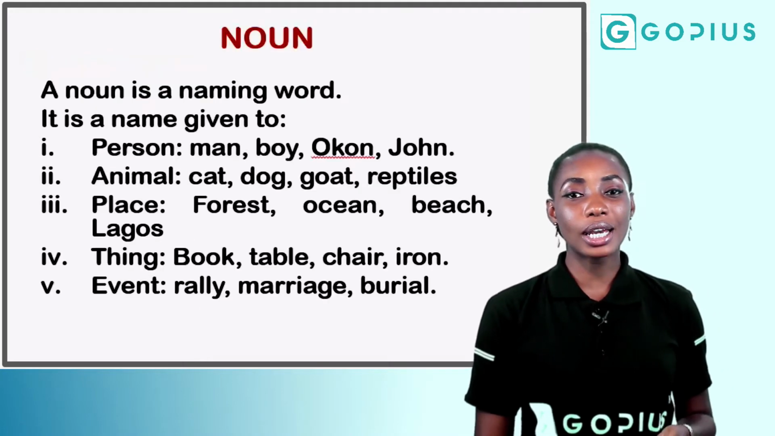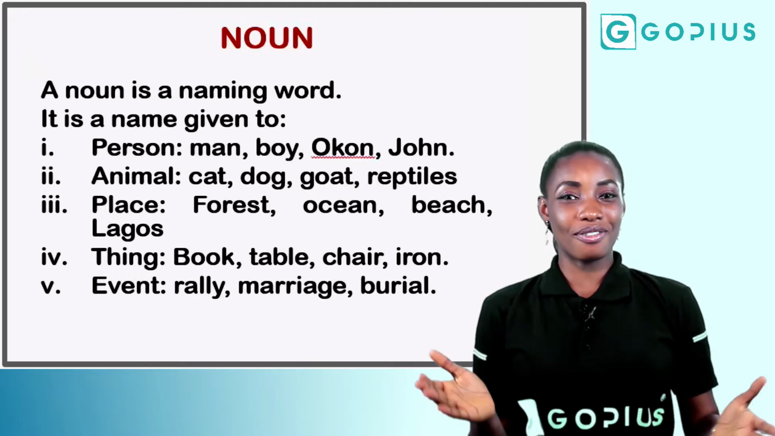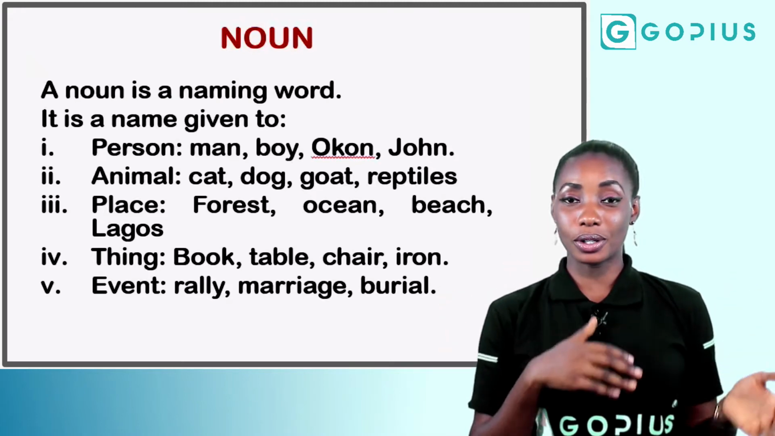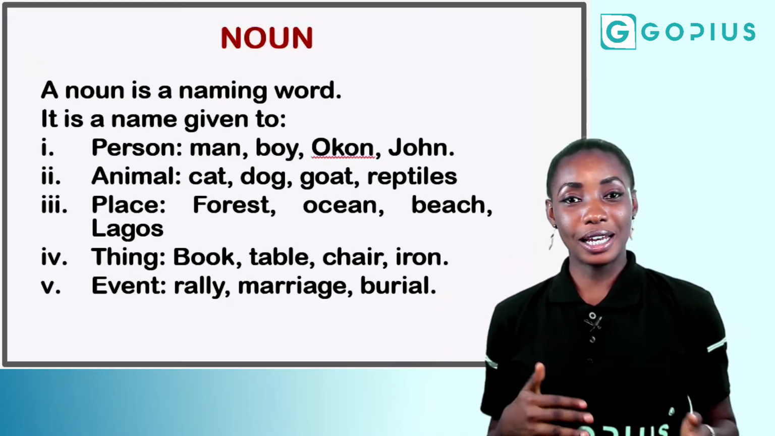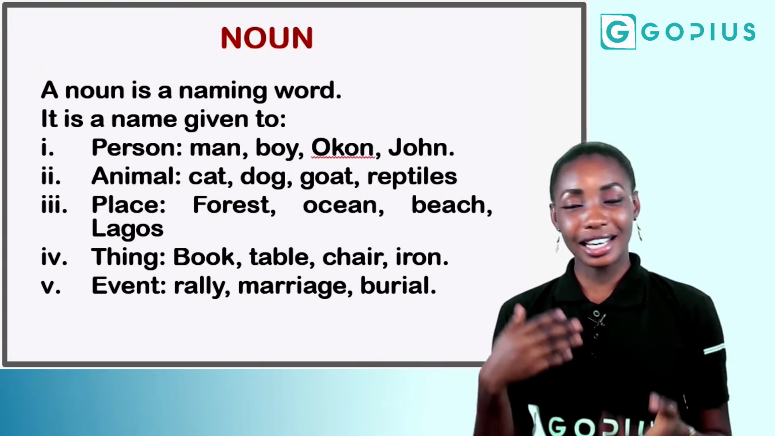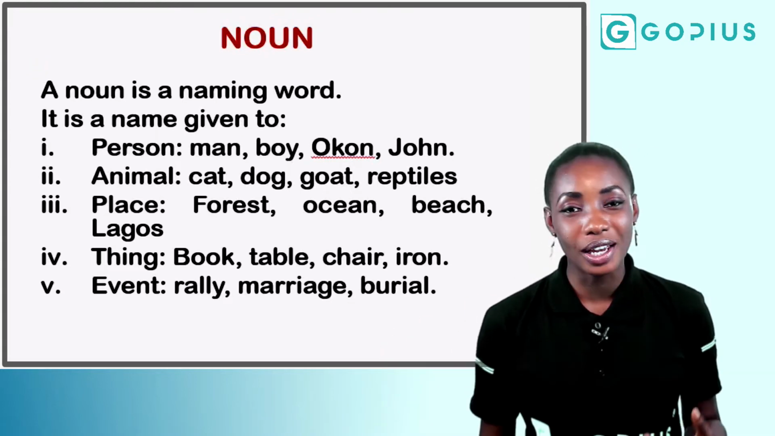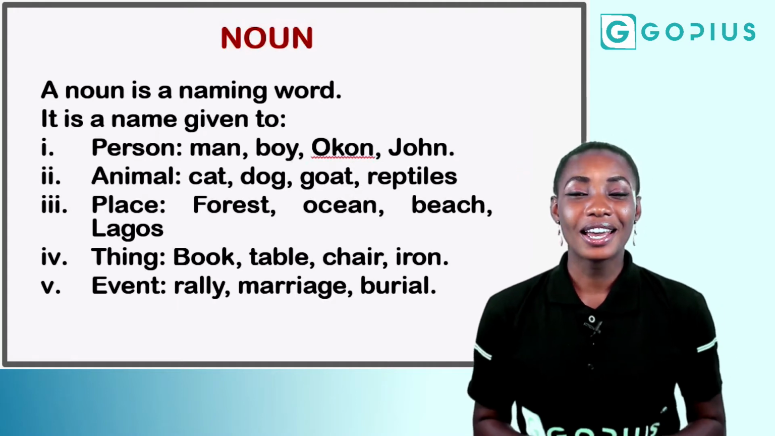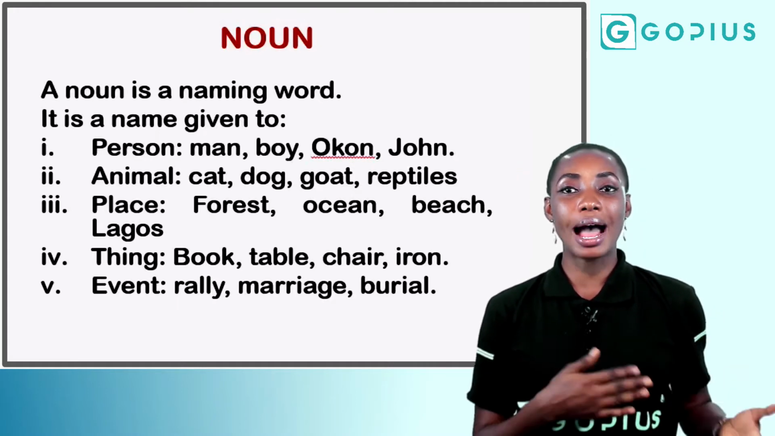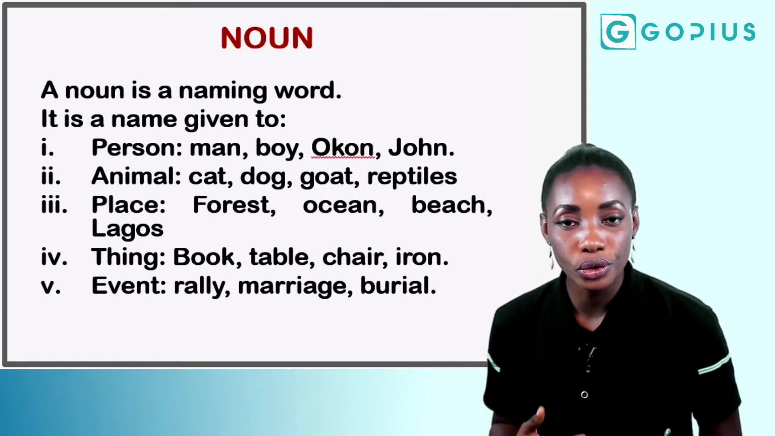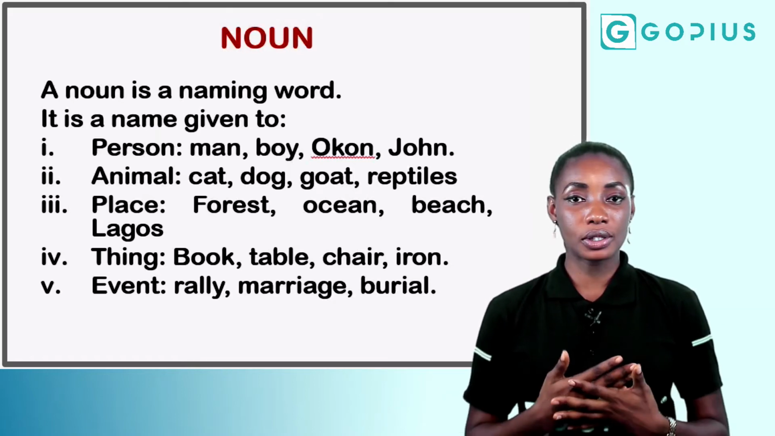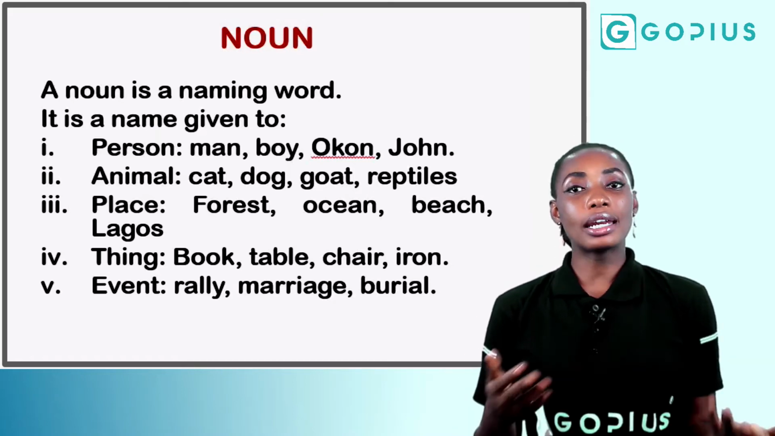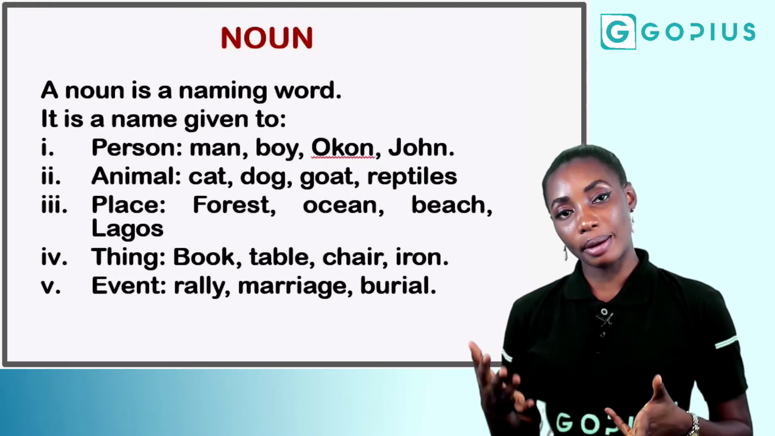The first one we'll be looking at is the noun, the name of any person, animal, place, or thing. Yeah, we sing it all the time and we know it. Do we really know it? We're gonna find out today. So for person, we have man, boy, Okon, John. Name of a person, those are nouns. We have animals: cat, dog, goat, reptiles.